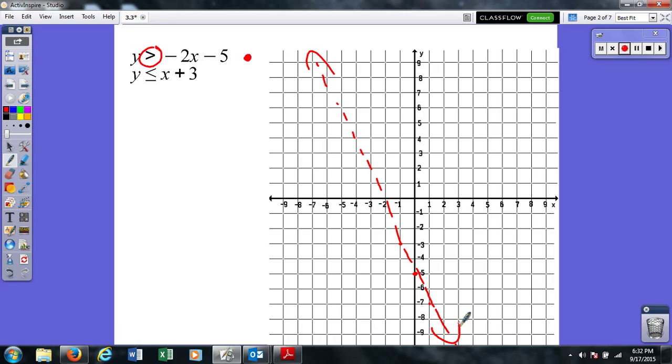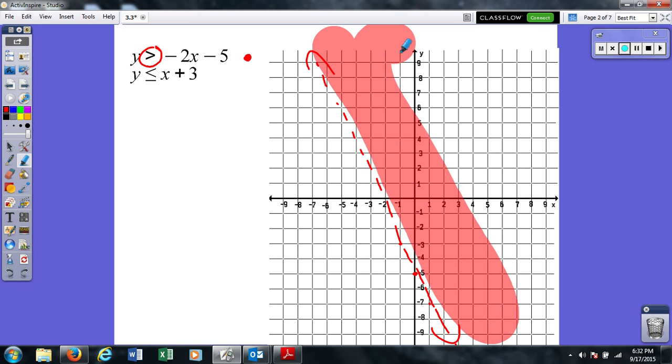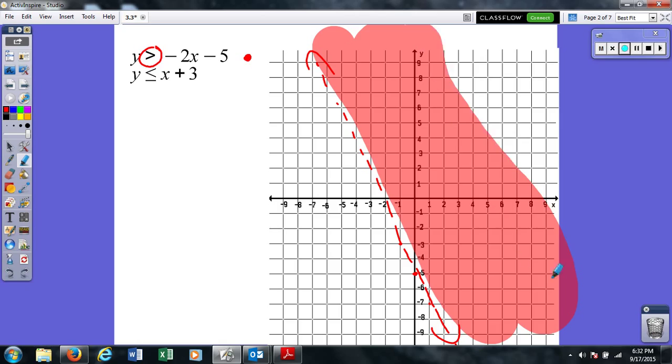Then if we look at where to shade, it says y is greater than the right side of the inequality, not equation. So if it's greater than, we're going to shade above. So I will shade in this whole region up here. And then we just have to graph the other inequality and find where they intersect.